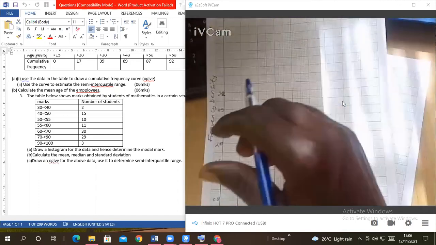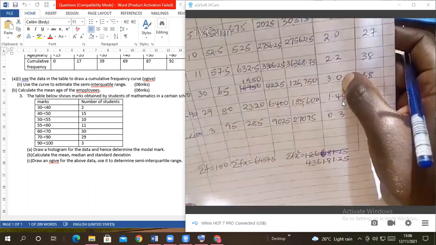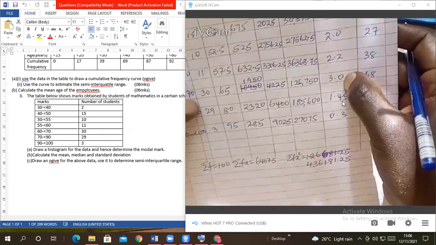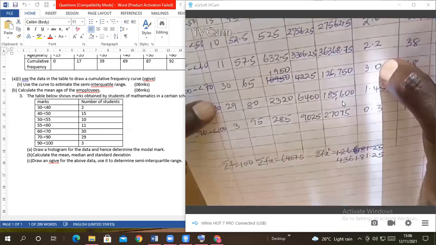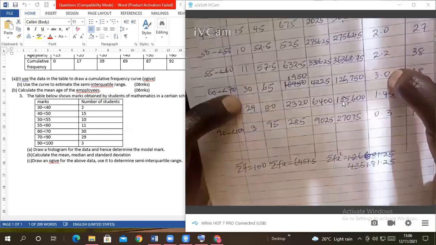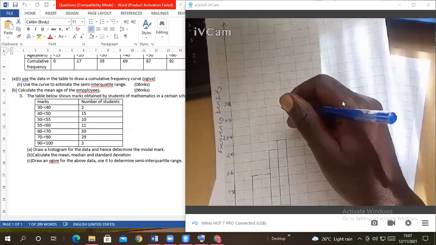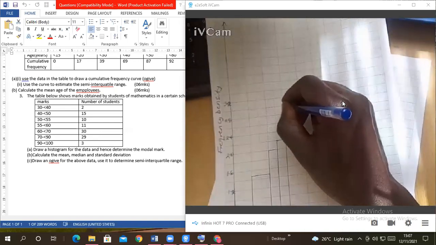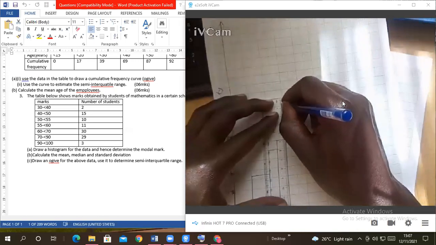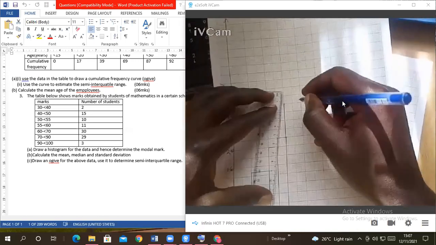The next thing we are going to plot is 3.0 against 70. I look for 3. The class width there is 10. That is also going to guide me. So 3.0 is right here. This is going to give us 3.0. There we are. The class width is 10, so I join with the 70. Remember, the upper class boundary there is 70.